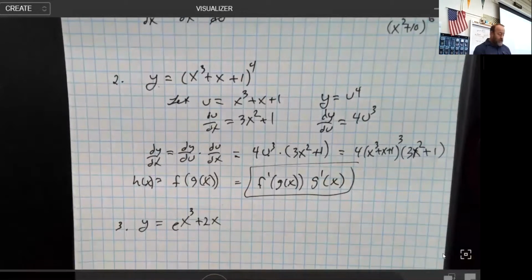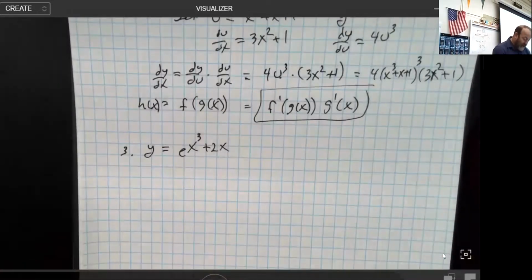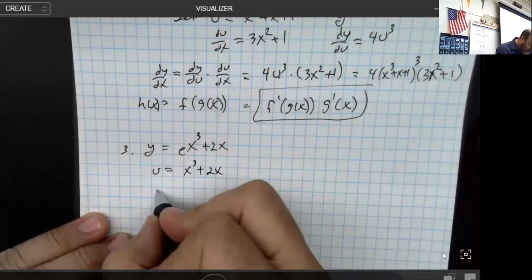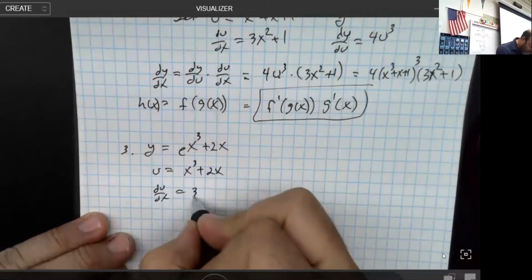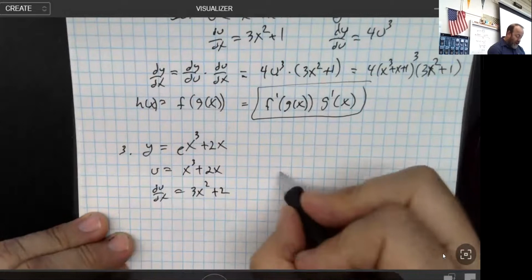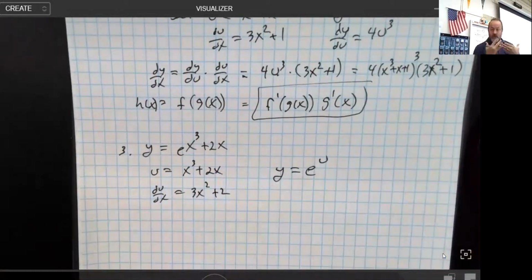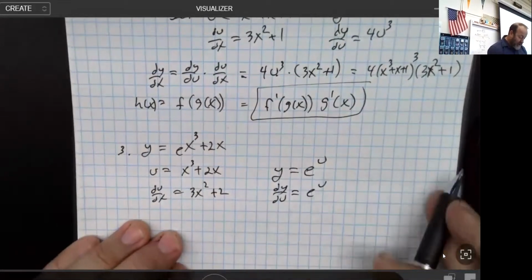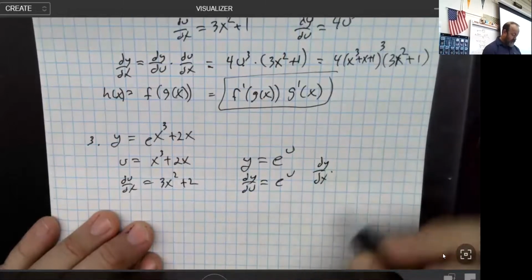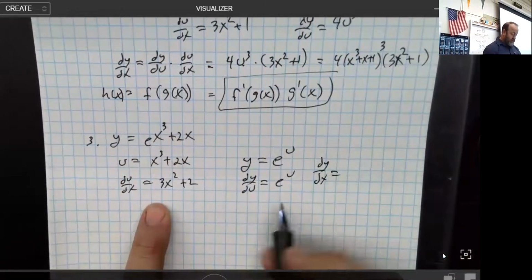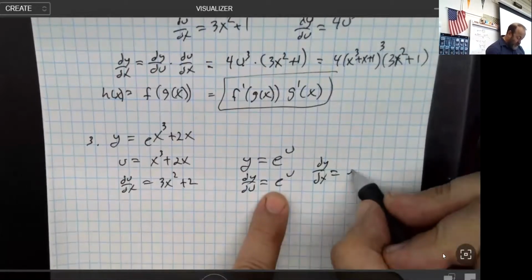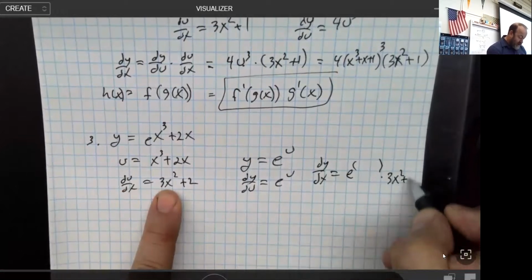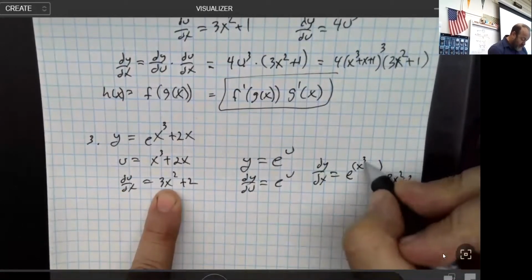So if we are going to do this problem right here, again, let's let u be x cubed plus 2x, making du dx 3x squared plus 2. That, of course, means y would be e to whatever that power was, which was u, so dy du would be e to the u. So that makes dy dx the product of these two things: dy du, which is e to the u, times du dx, which is right here. Again, that exponent being x cubed plus 2x.